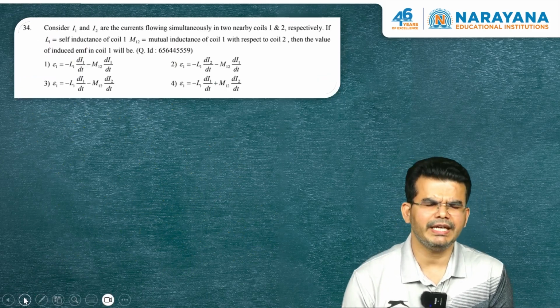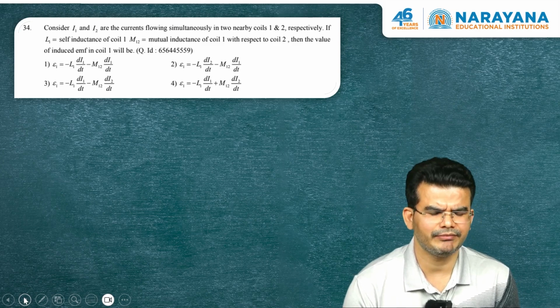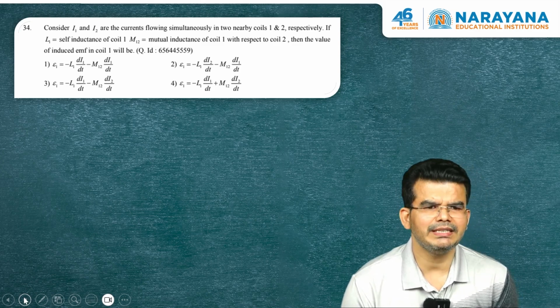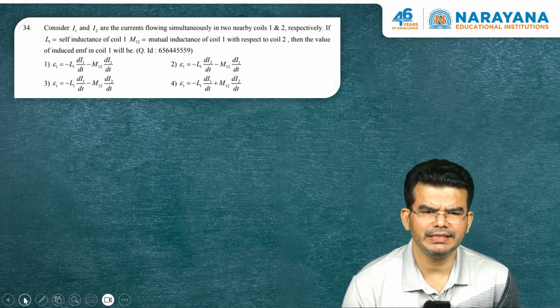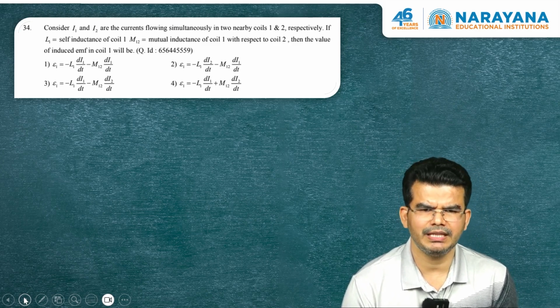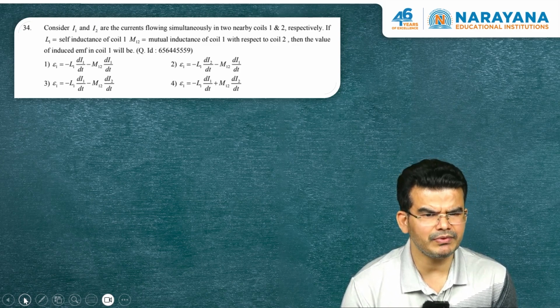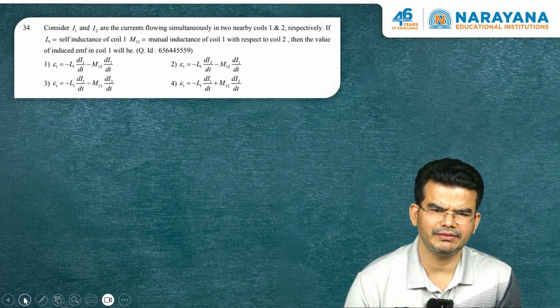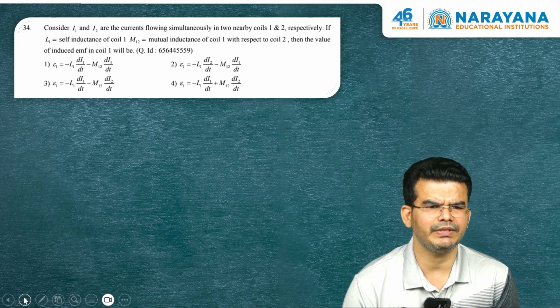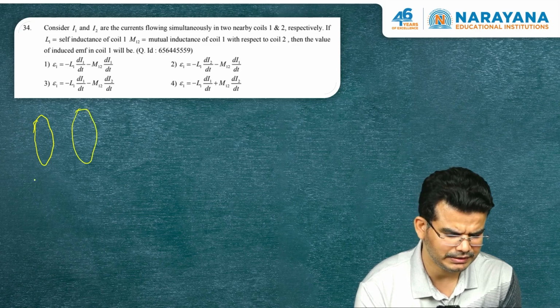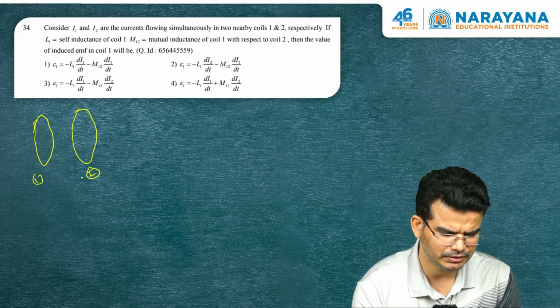Okay, again a very fundamental and very basic question coming from the EMI topic. What they are saying? Consider I1 and I2 are the currents flowing simultaneously in two nearby coils 1 and 2. If L1 is the self inductance of coil 1 and M12 is the mutual inductance of coil 1 with respect to coil 2, then the value of induced EMF in coil 1. So you know that suppose you have this as one coil and this as another coil. Let us say this is coil 1, this is coil 2.